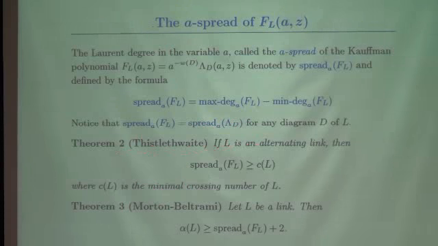So if L is an alternating link, then the A spread of the Kauffman polynomial is bigger than or equal to the minimum crossing number of L. This is proven by Murasugi and Thistlethwaite.